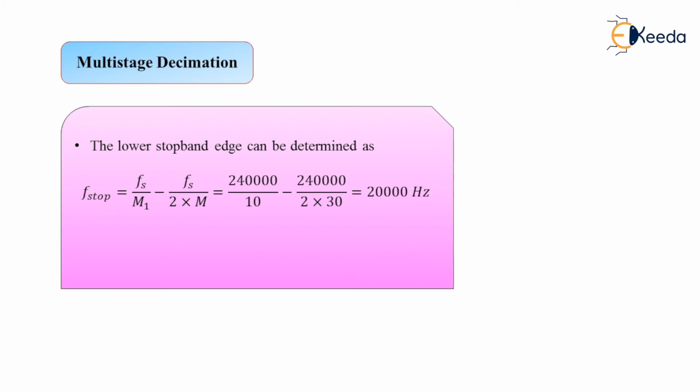Now we compute delta F. Delta F is nothing but F stop band minus F pass band divided by Fs. When we put the values, it becomes 20,000 minus 3,400 divided by 240,000. The value comes out to be 0.06917. Utilizing this value of delta F, we can further compute the length of the filter and the corresponding cutoff frequency.